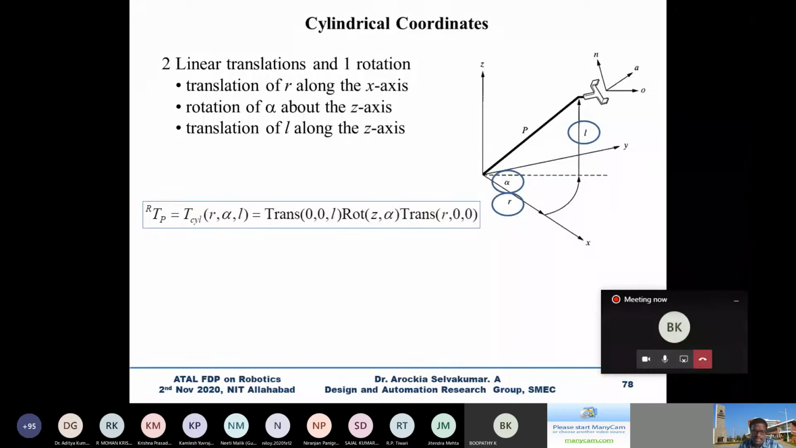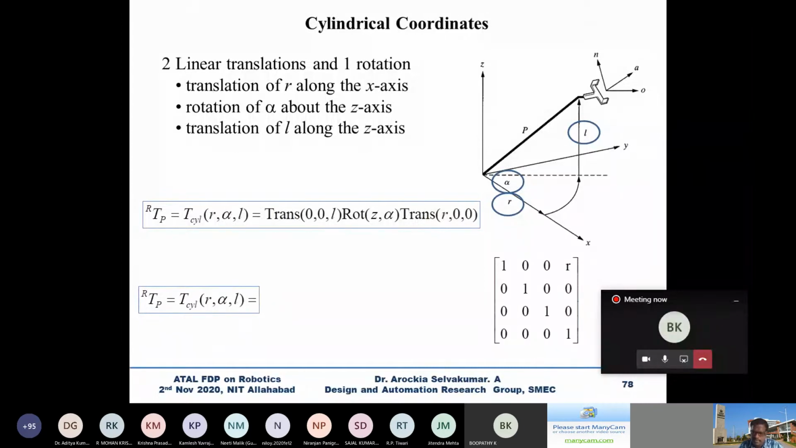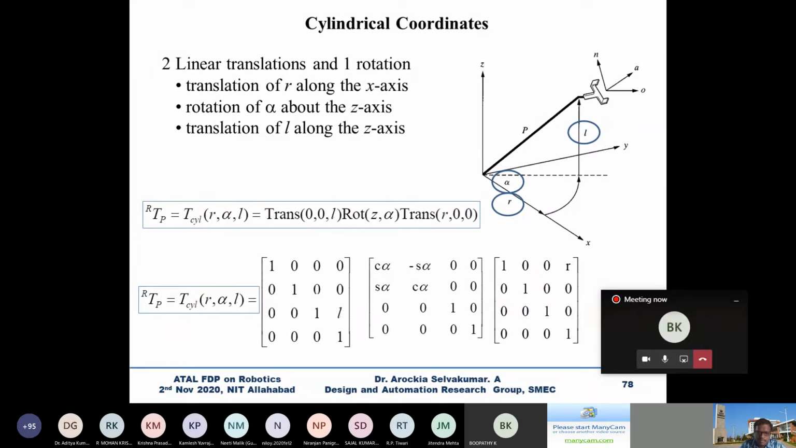So when we are writing the transformation matrix, you have to follow these things. That is, first is translation along the x-axis, next is rotation about the z-axis, and then the third is translation along the z-axis. So you have to put the matrix in this form, and then you have to multiply from right to left. Okay, obviously in the final answer you will get the transformation matrix of a cylindrical coordinate robot. Okay, this is one.